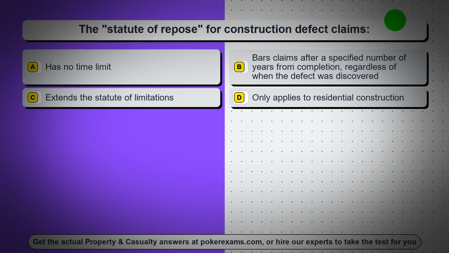Question 51. The statute of repose for construction defect claims. Option A, has no time limit. Option B, bars claims after a specified number of years from completion, regardless of when the defect was discovered.